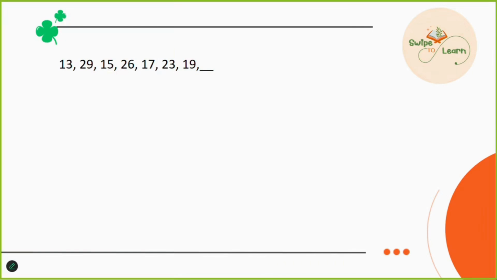Moving on to the next one. 13, 29, 15, 26, 17, 23, 19. Okay, while reading the question, I found a series. So 13, 15, 17, 19. These are very nearby numbers and each has a difference of 2. So 13 and 15 have a difference of 2. 15 to 17, there is a difference of 2. And here there is a difference of 2.